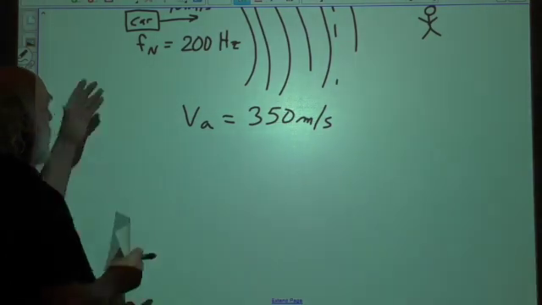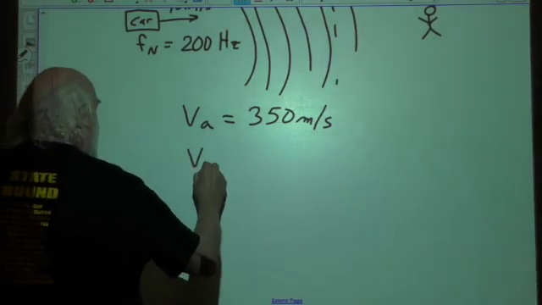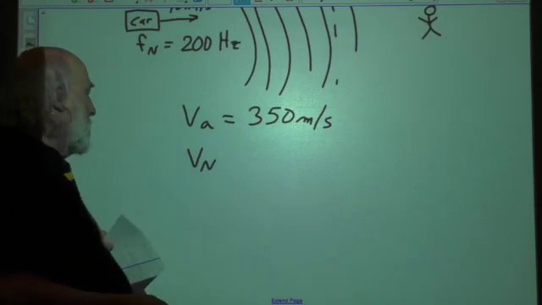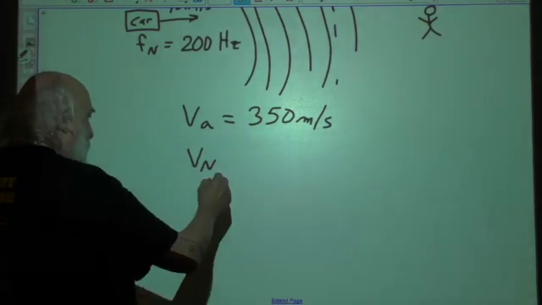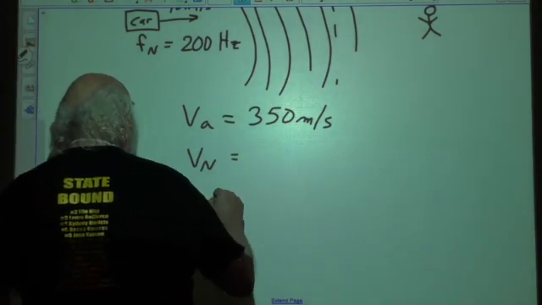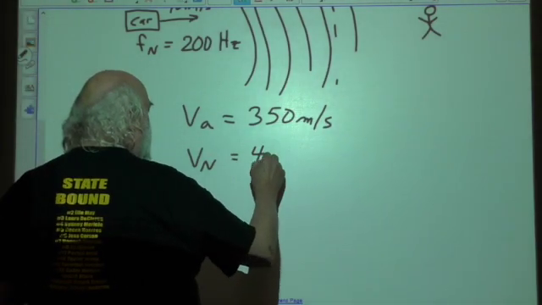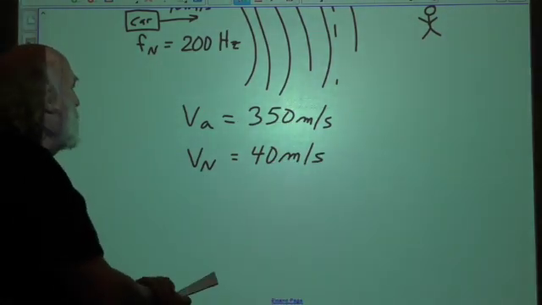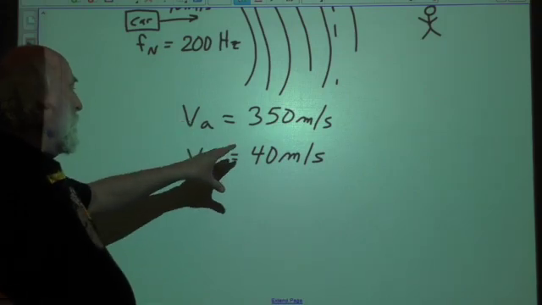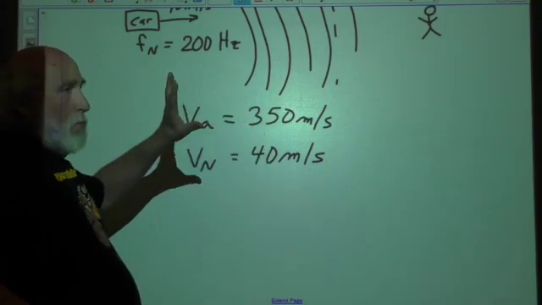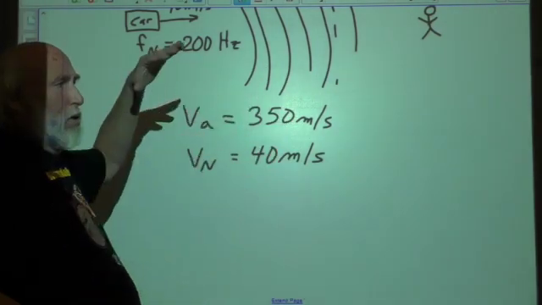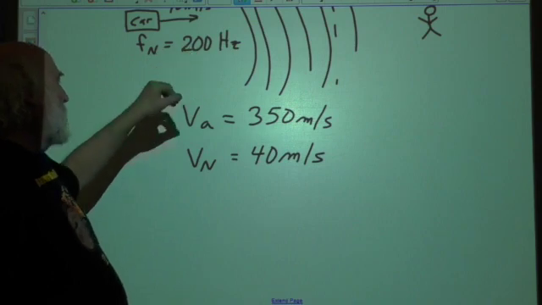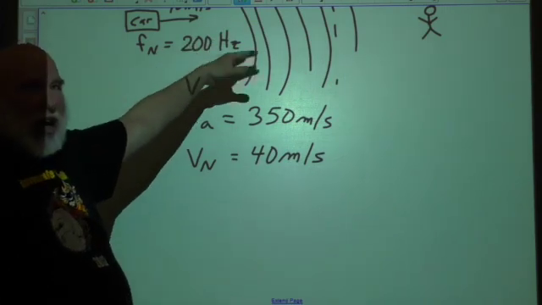Okay, let's say that the car is traveling, and the car is the source of the noise. So instead of using S for source like the book does, I'm going to use N for noise. And that velocity of the car here, let's say, is 40 meters per second. Okay? Now, because we understand from our experience and what you saw in the video, the pitch heard by the person outside is actually higher than the pitch heard by the person in the car. So we're going to expect this to be higher.